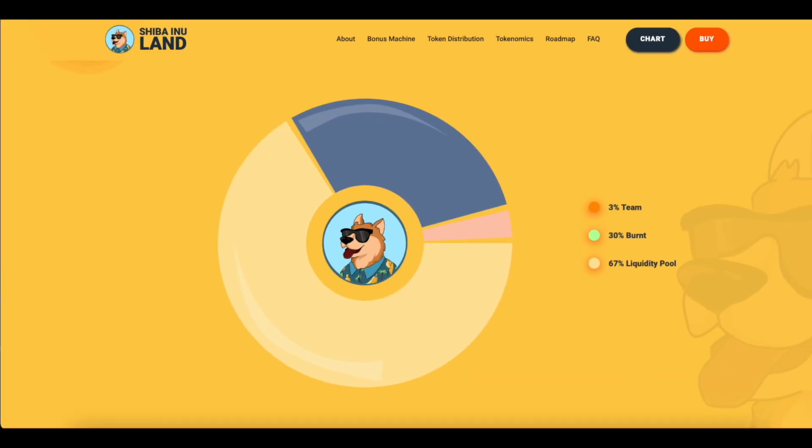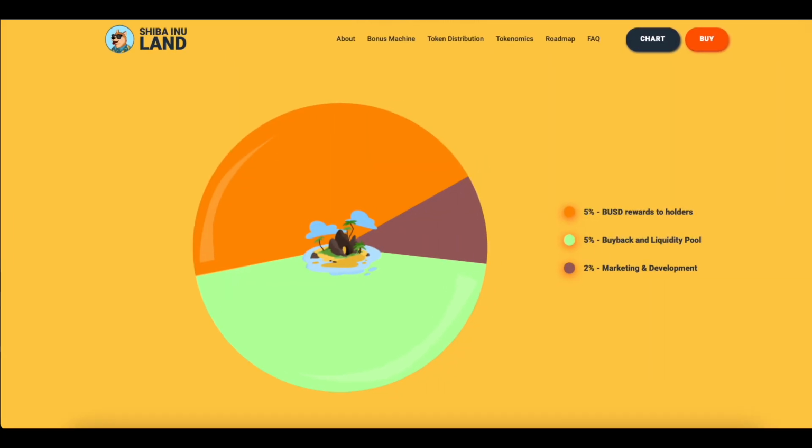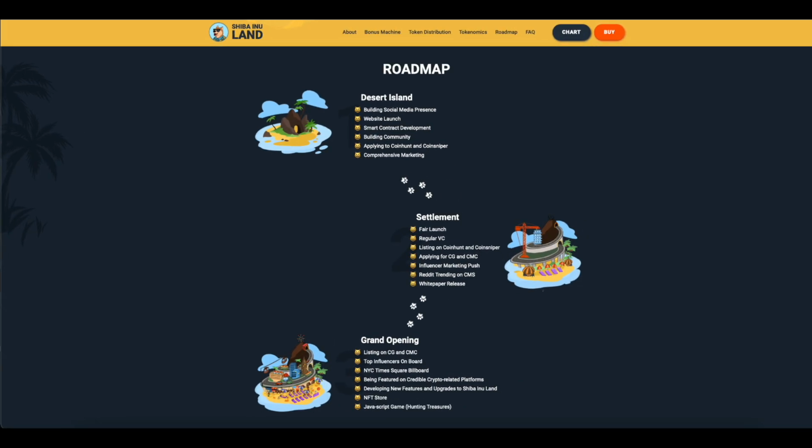Tokenomics. Distribution. Total supply 50,000. 67% liquidity pool. 30% burn. 3% team. Fees. The project charges 12% of every transaction: 5% BUSD rewards to holders, 5% buyback and liquidity pool, 2% marketing and development. The project also has its own roadmap.